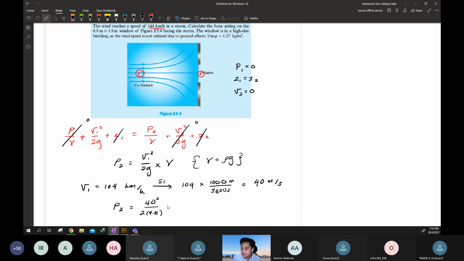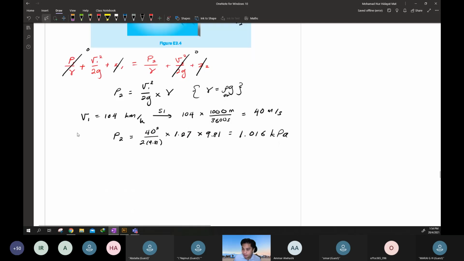So don't confuse, this is the rho of air, not the rho of water. The rho given here is 1.27, the rho of air, multiplied with the gravity 9.81. So you will get the pressure around 1.016 kilopascal.